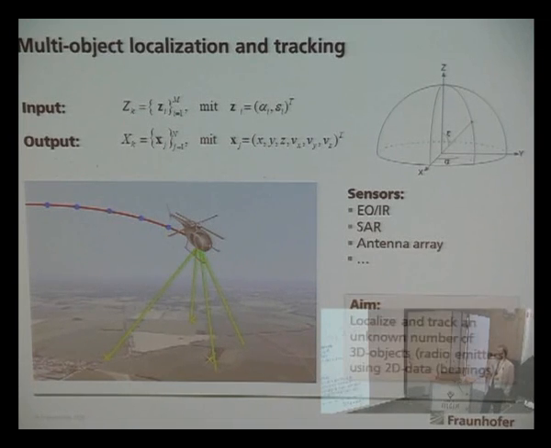Emitter localization for an unknown number of objects: localize and track an unknown number of three-dimensional objects, radio emitters, from two-dimensional data, from bearings, for example. Yeah, that's an important task for military users, important task for police, important task perhaps also for first responders in a catastrophe scenario. So that's really relevant.